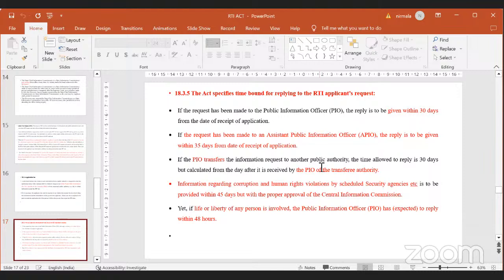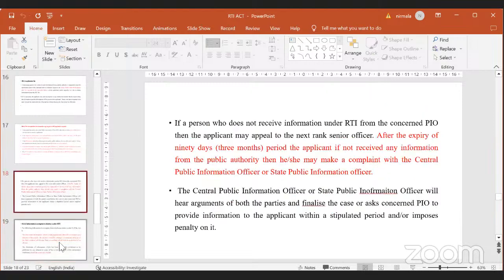Then if the information regarding corruption and human rights violations is involved, or security and scheduled etc., it has to be provided within 45 days, but with the proper approval of the Central Information Commission. And if the life and liberty of a person is involved, then it is the duty of the Public Information Officer to provide information to the RTI applicant within 48 hours from the day of receiving the RTI request.